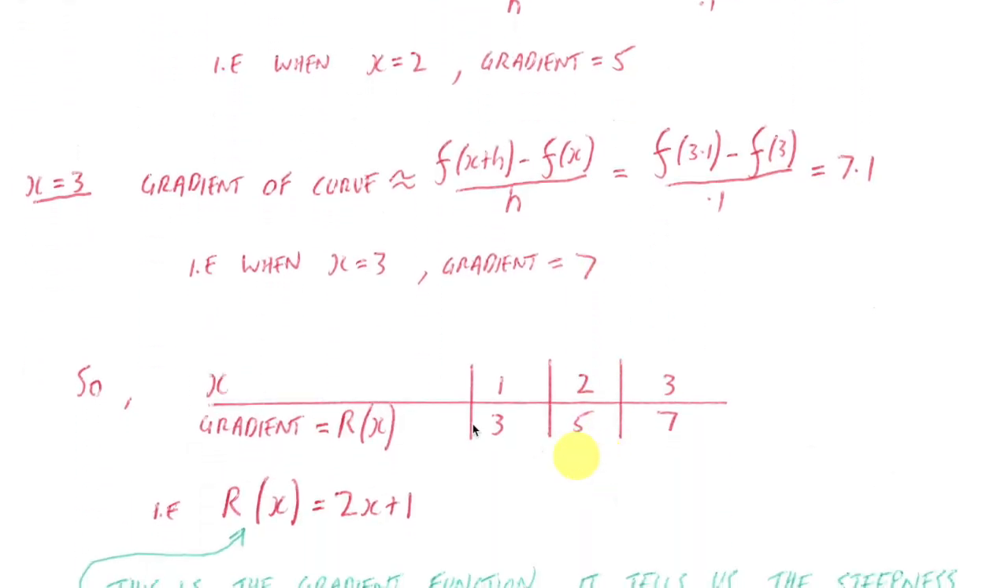So now if I put that in a table of values, here's x: 1, 2, 3. Here's the gradient, which I'm referring to as r of x, and that's 3, 5, 7. It becomes pretty easy for us to notice a pattern. I'm jumping up by 2 each time, so I know it's linear, and I know that the gradient is equal to 2. And what I also know is that I need to add 1 to it. So in order for me to establish the gradient, I multiply the x value by 2 and add 1. It's a very easy pattern for me to establish.